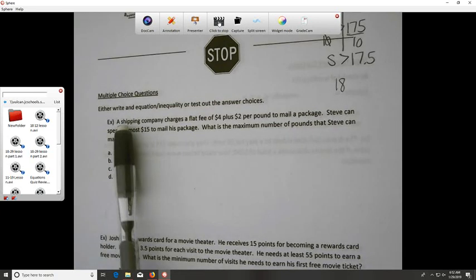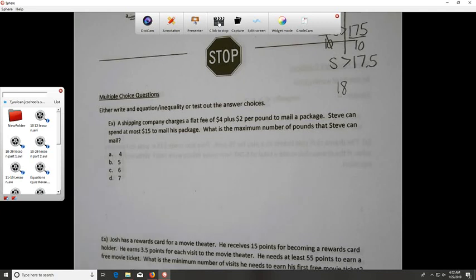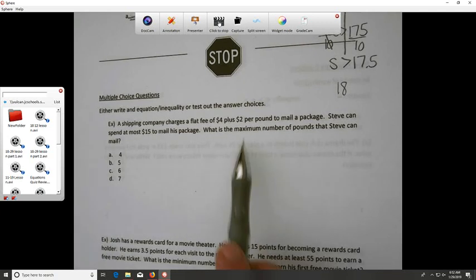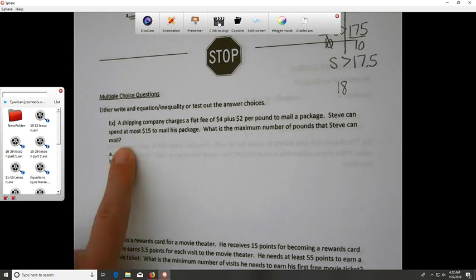So the first one says, a shipping company charges a flat fee of $4 plus $2 per pound to mail a package. Steve can spend at most $15 to mail his package. What is the maximum number of pounds that Steve can mail? So if I'm just using my choices and testing them out, we want to find the maximum number of pounds, the most that he can do. So I'm going to start with the biggest number and work my way down. So we'll start with 7.